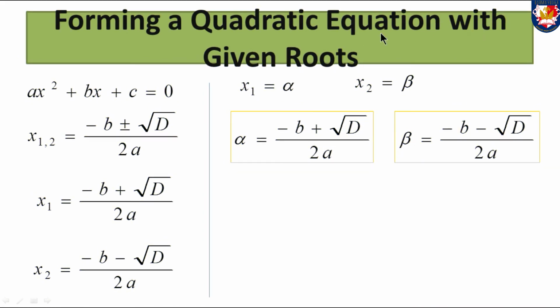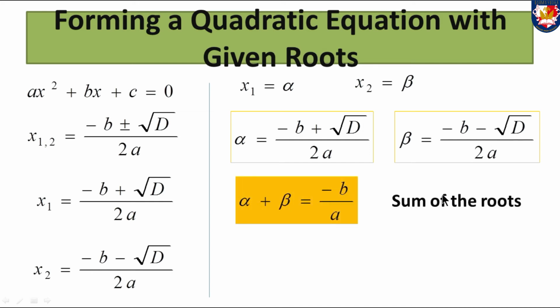Forming a quadratic equation with given roots. So this is the general form of a quadratic equation: ax squared plus bx plus c equal to 0. By the ABC formula, the roots are negative b plus or minus the square root of the discriminant, over 2a. For the first root, the discriminant is positive, so negative b plus the square root of d over 2a. For the second root, negative b minus the square root of d over 2a. Let's say the first root equals alpha and the second root equals beta. So alpha equals negative b plus the square root of d over 2a, and beta equals negative b minus the square root of the discriminant over 2a.